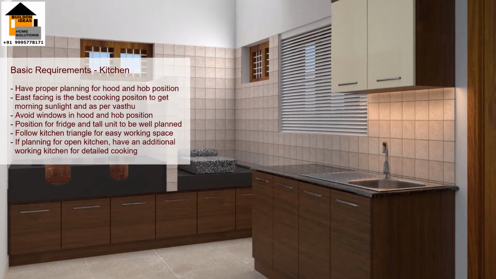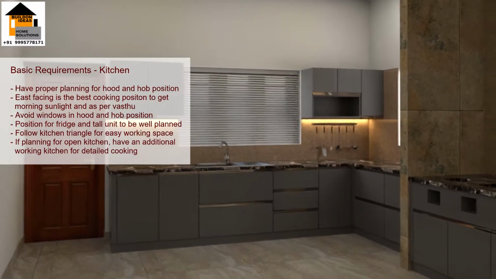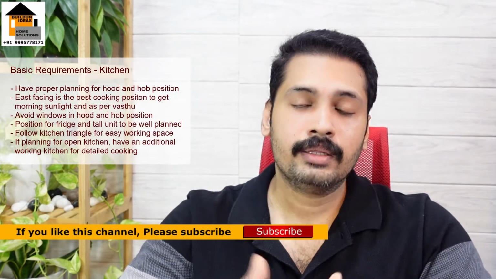Now if you're considering an open kitchen, make sure that you also have a working kitchen, so that you don't have any smells coming out, like if you're cooking some biryani or maybe some frying, and the smell comes into the house, into the other rooms. So make sure you have one more working kitchen for that kind of cooking, and then you have a show kitchen and an open kitchen separately. This is what you do in the case of the kitchen.